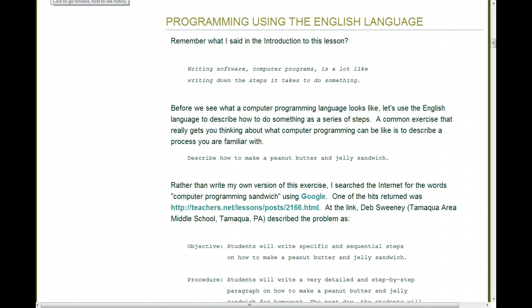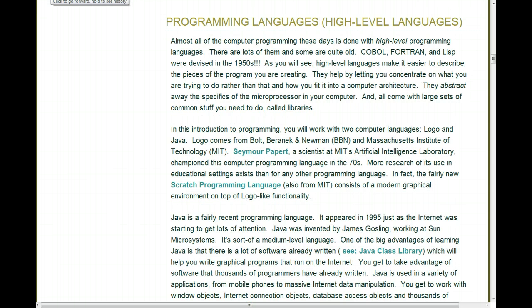So if we can't program a computer in our native language, how is it done? Almost all the computer programming these days is done with high-level programming languages. For BFOIT's introductory lessons, we start with the Logo programming language. Logo has early ties to MIT, Massachusetts Institute of Technology, and a scientist named Seymour Papert. It has a low floor and high ceiling, which means it can be learned easily, but is quite capable.